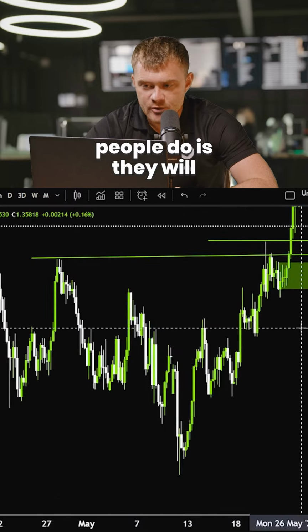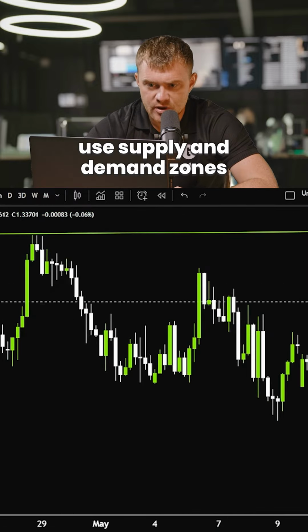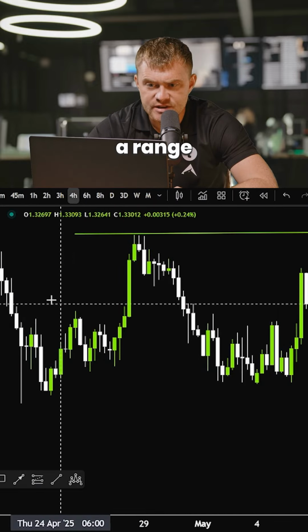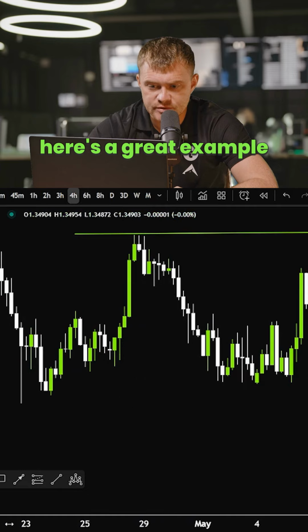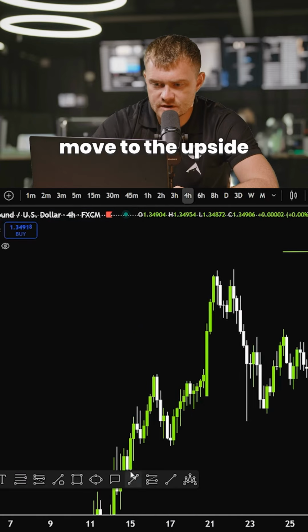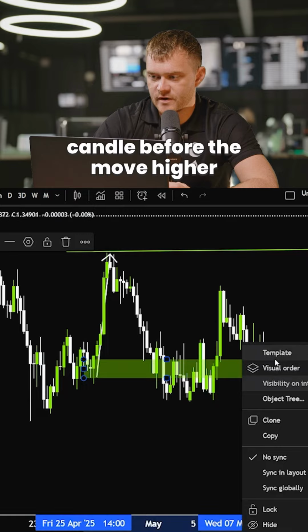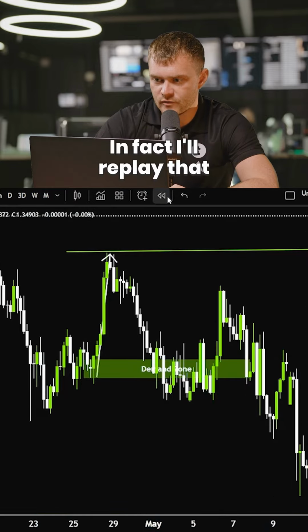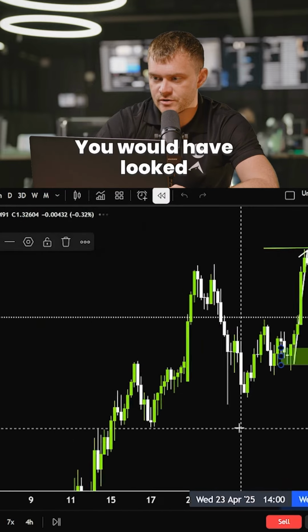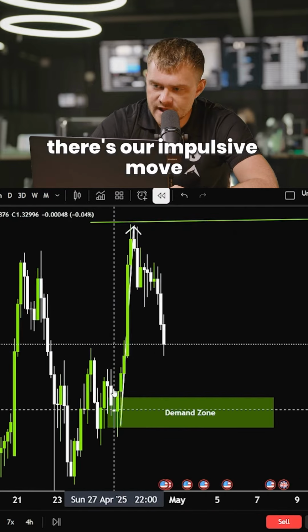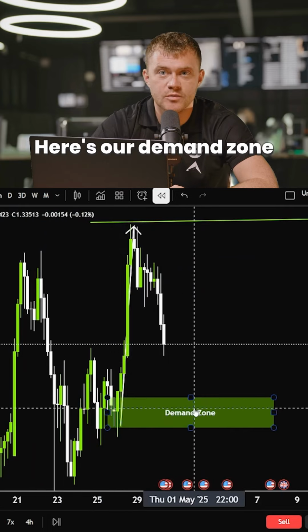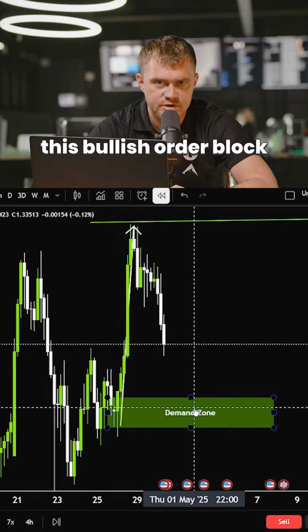What I see some people do is they will use supply and demand zones that are stuck within a range. Here's a great example. We had an impulsive move to the upside, and you probably would have said, here's our last bearish candle before the move higher, and here's our demand zone. In fact, I'll replay that chart so you can see what it would look like. You would have looked at something like this and gone, there's our impulsive move, here's our demand zone, we're going to buy from this order block, this bullish order block.